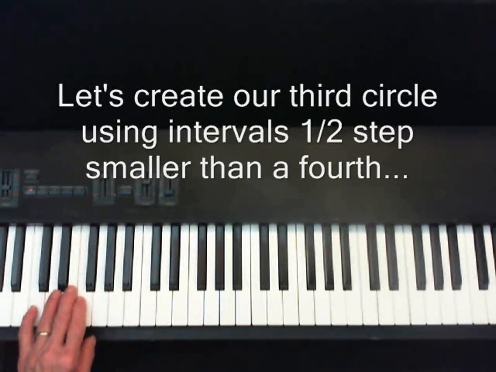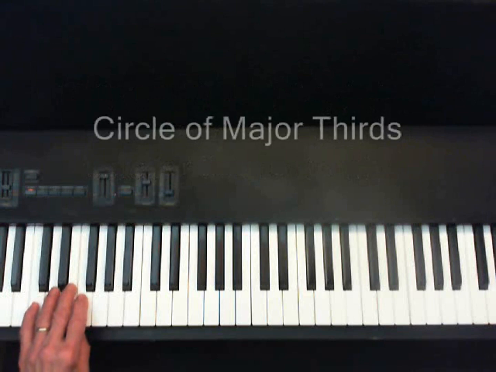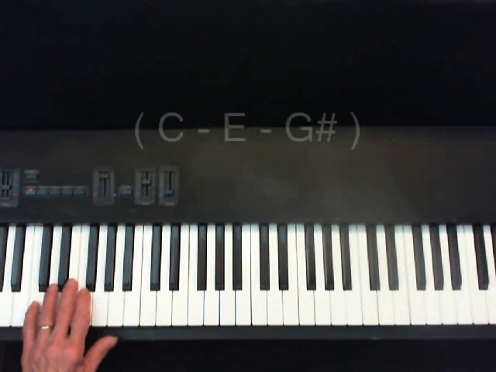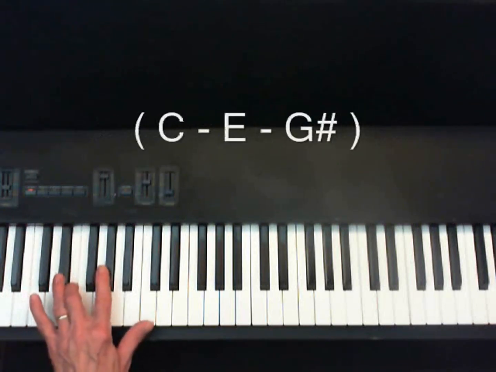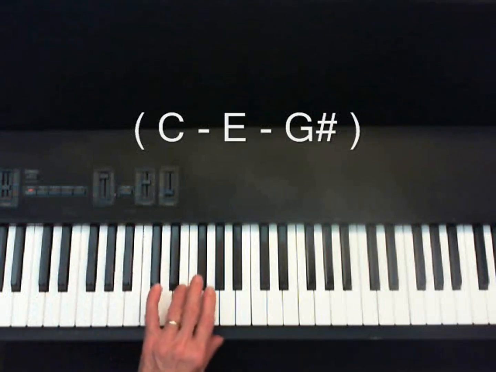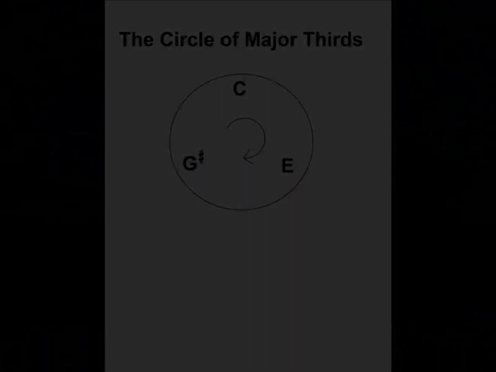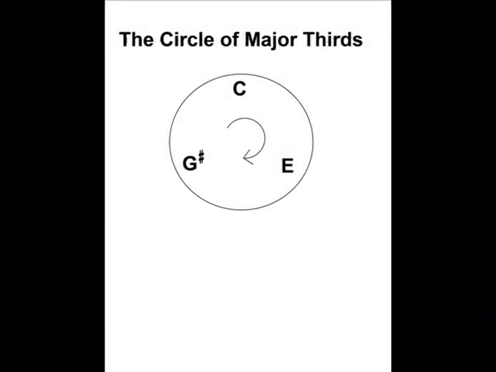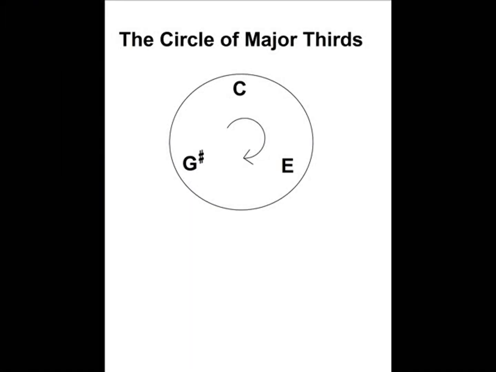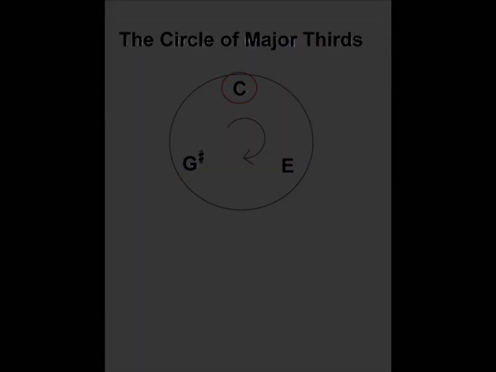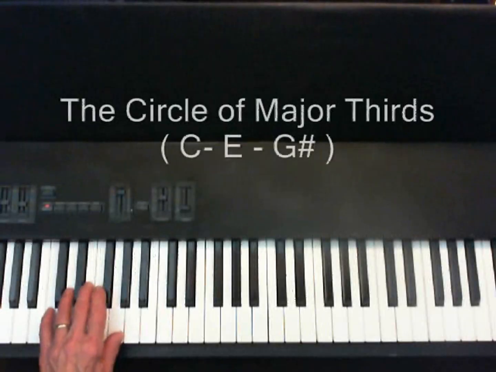Now let's create our third circle using intervals a half step smaller than a fourth, a circle of major thirds. C, E, G sharp, C, E, G sharp, C. Well, right away we see that it's a much smaller circle and contains only 3 tones, C, E, and G sharp. So here we have it, the circle of major thirds.